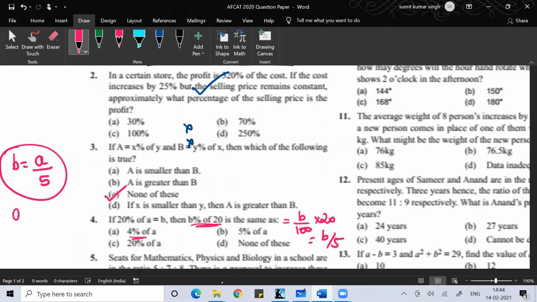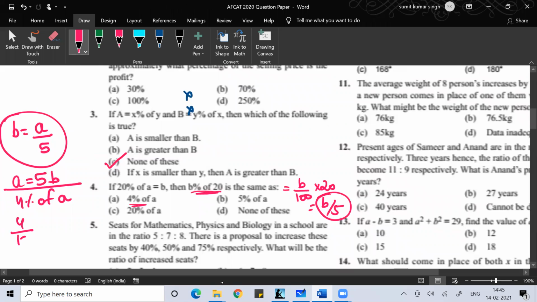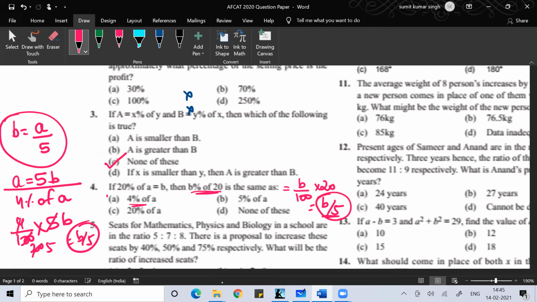You understand? With this, you can say A is equal to 5B. So if A is equal to 5B, then you need to get B by 5. Okay, so 4% of A. What is 4% of A? If I ask you 4% of A, 4% of A means 4 by 100 into A. In place of A, if I write 5B, you can understand this. This is nothing but 1 by 5, that is equal to B by 5. This is what they mentioned. That is the answer. Very simple.